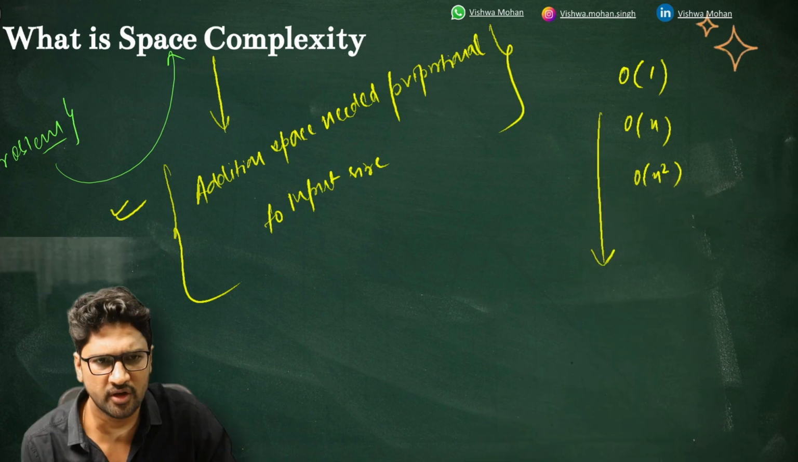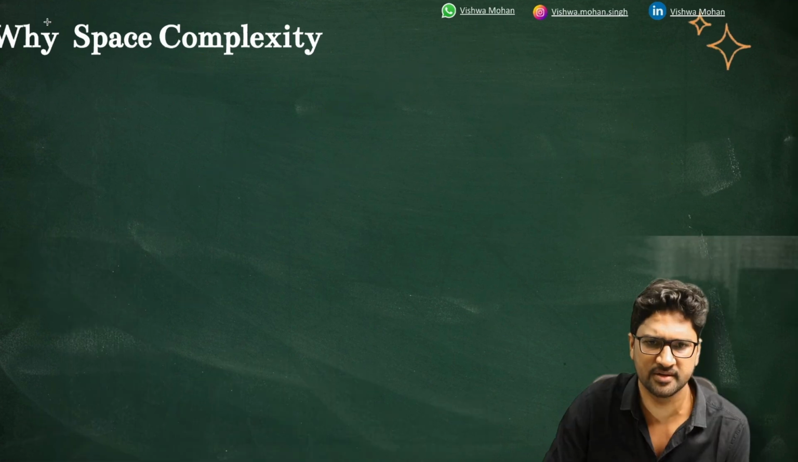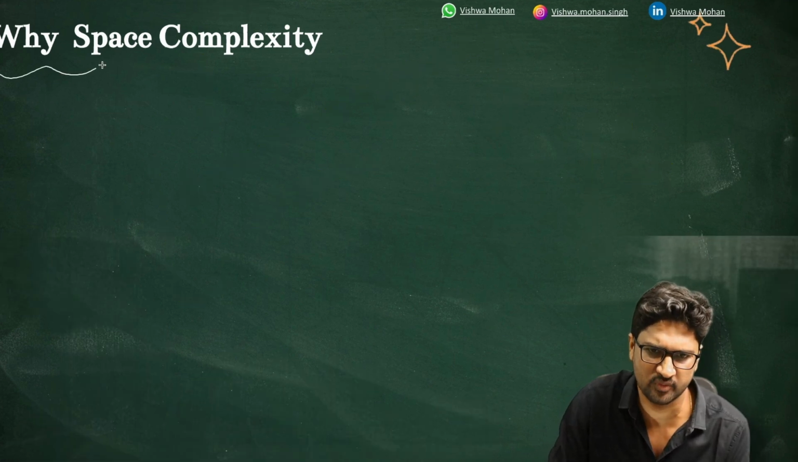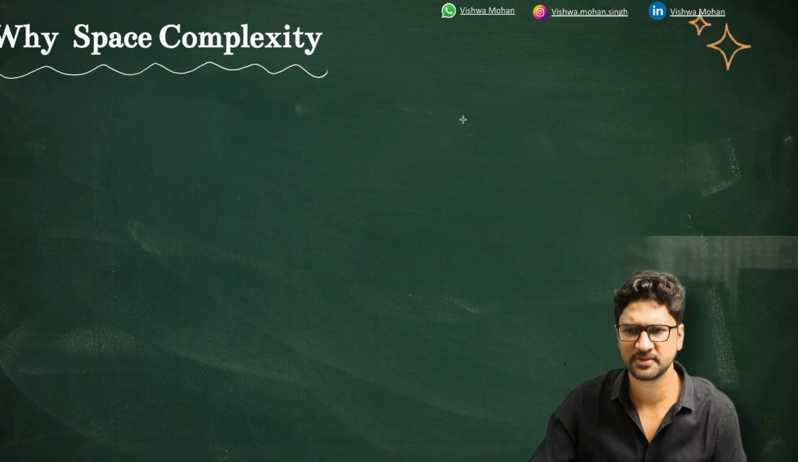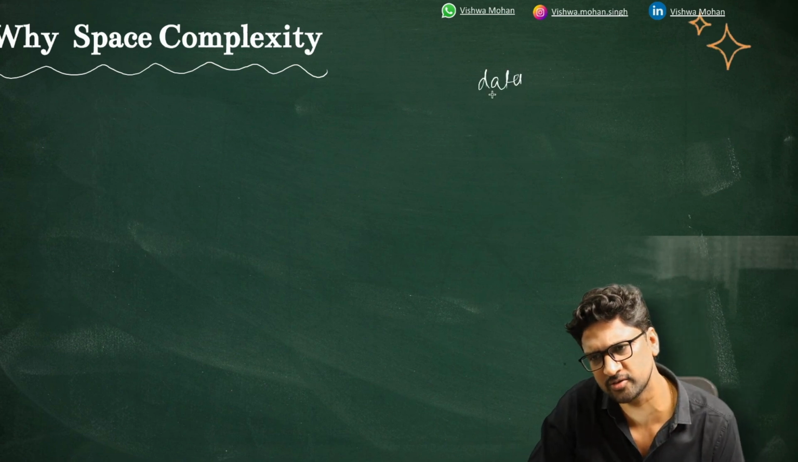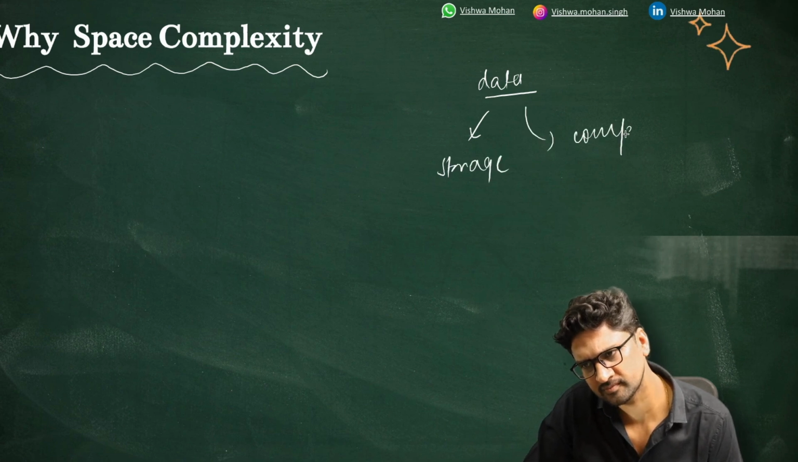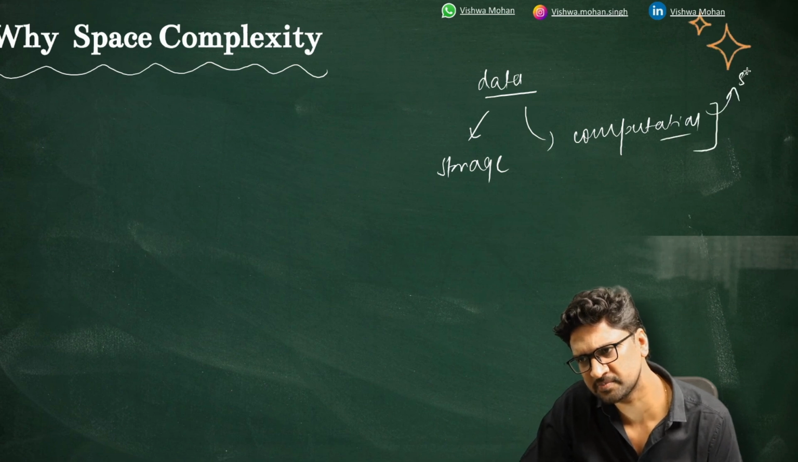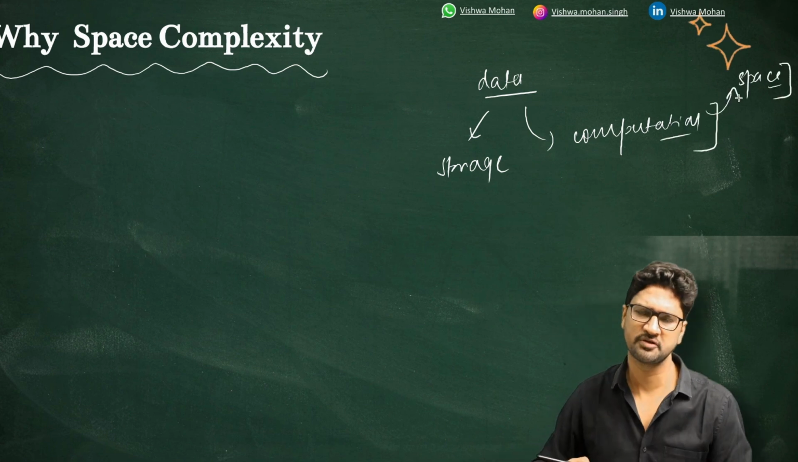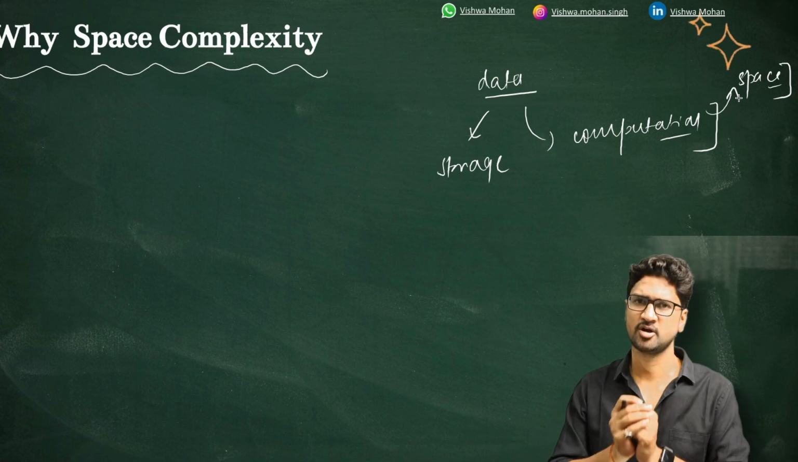Why space complexity? Pretty simple. Today almost every company, when you deal with data, is trying to solve two problems: the problem of storage and the problem of computation. Even for computation, you need some kind of space because you have to deal with a huge amount of data. So if an algorithm is not optimized on space, you will end up wasting a lot of resources.